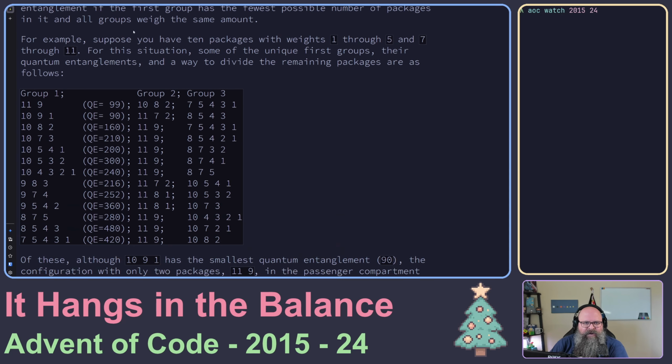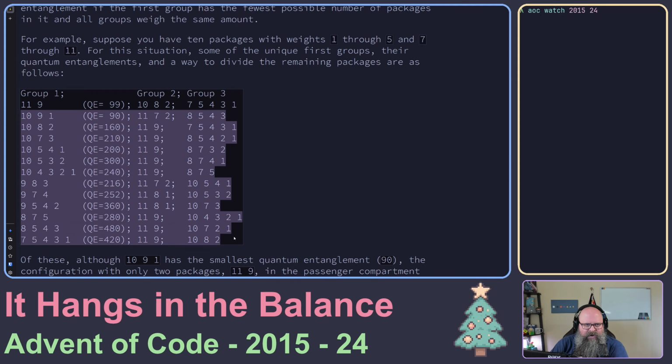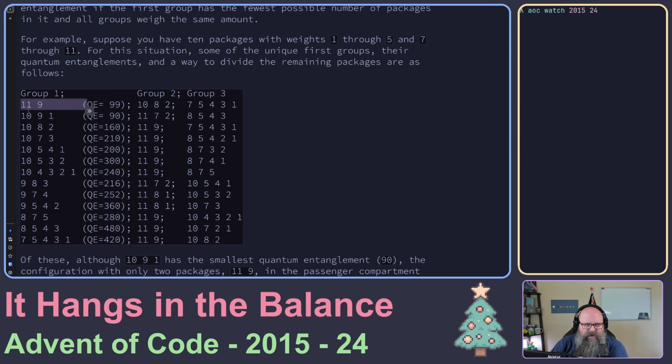Okay. For example, suppose you have 10 packages with weights 1 through 5 and 7 through 11. For this situation, some of the unique first groups, their quantum entanglements, and a way to divide their remaining packages are as follows. So it just gives you an example, right? Like the smallest one is 11.9. All the other ones are larger, so you'd pick this one. But if there were duplicates, then you'd pick the lowest quantum entanglement.